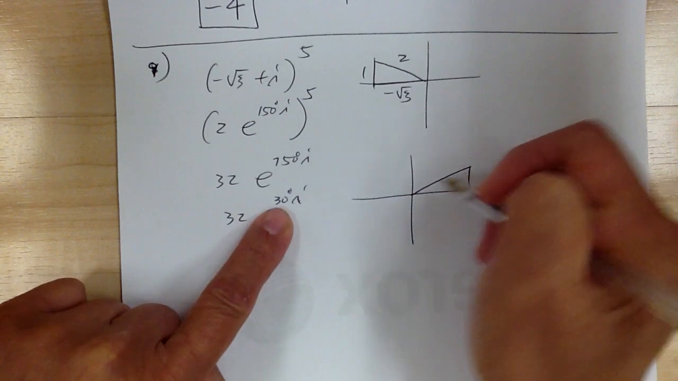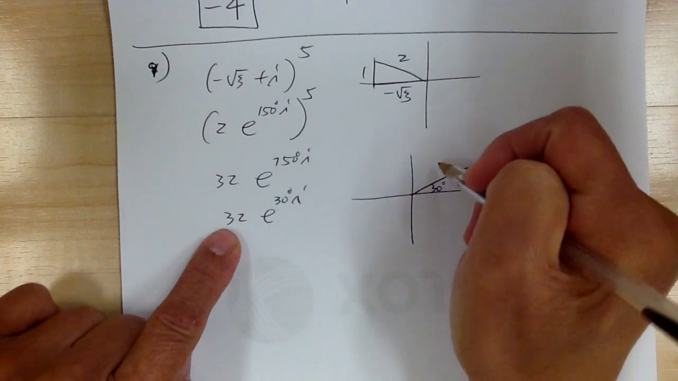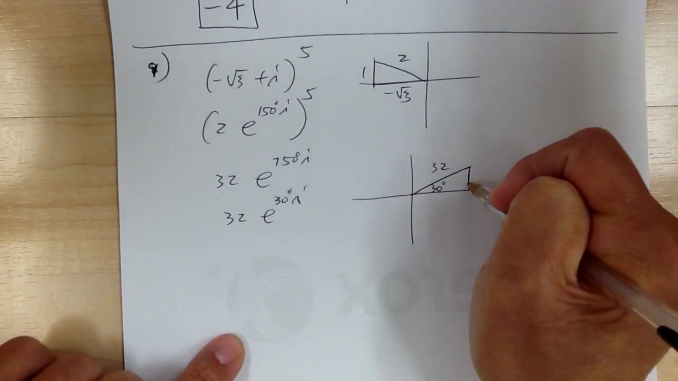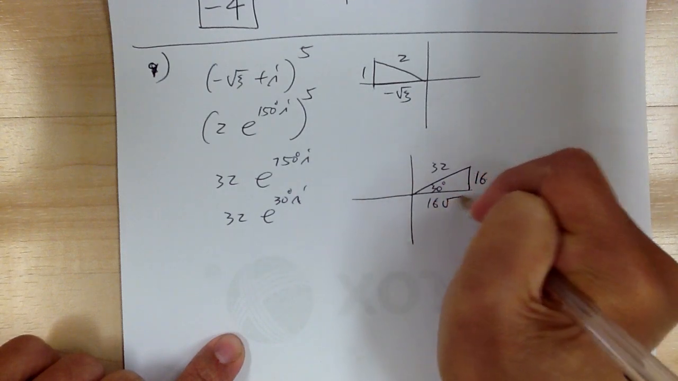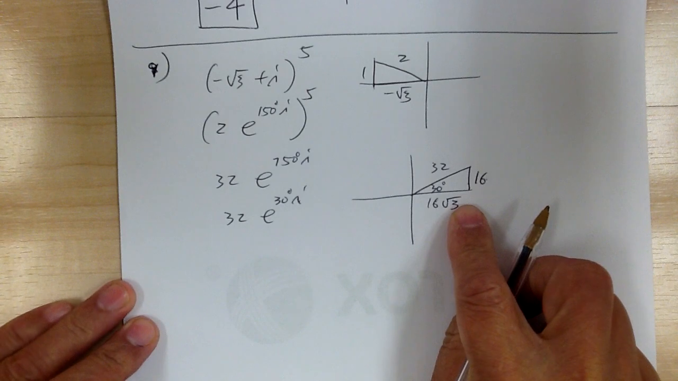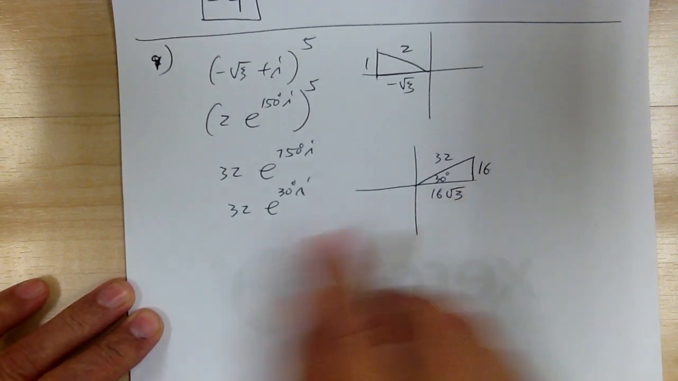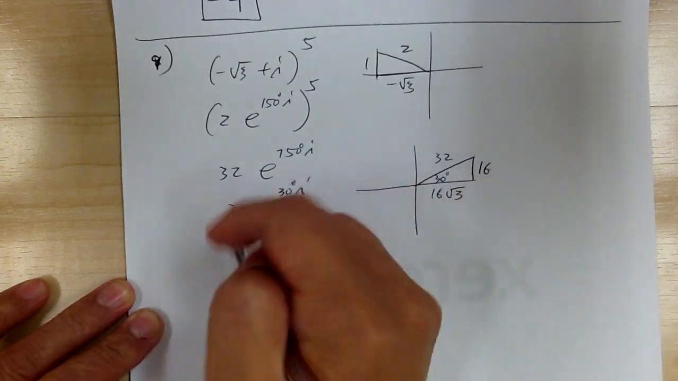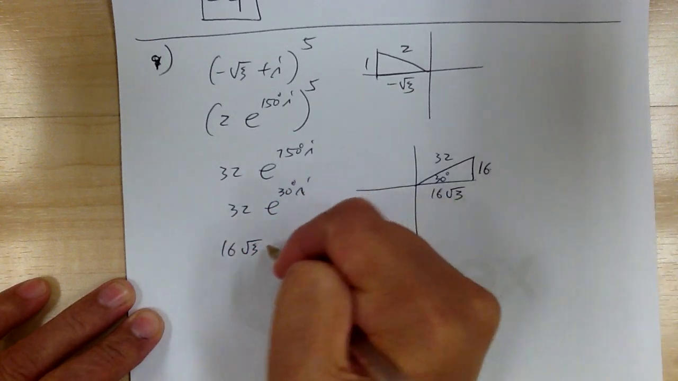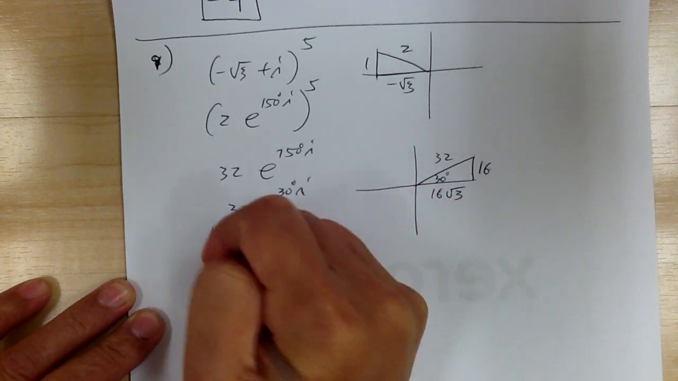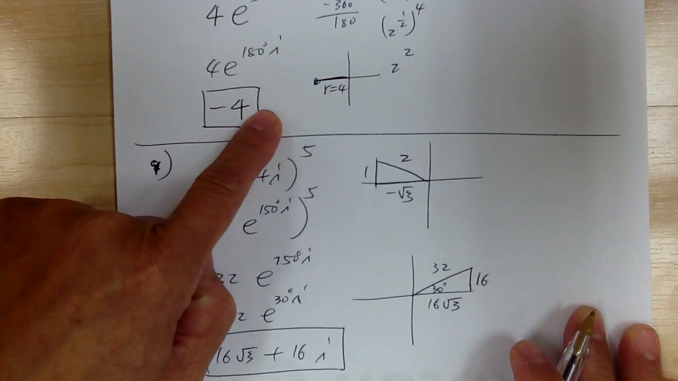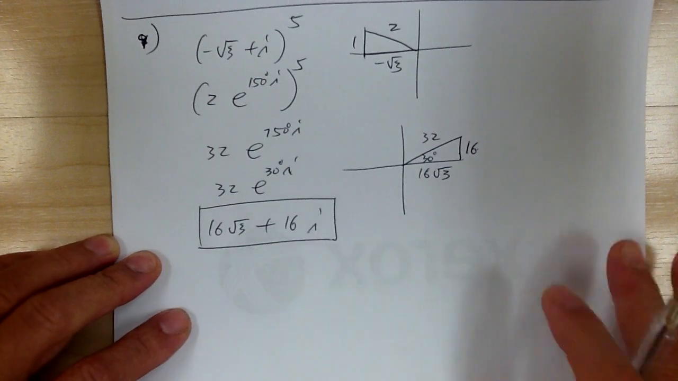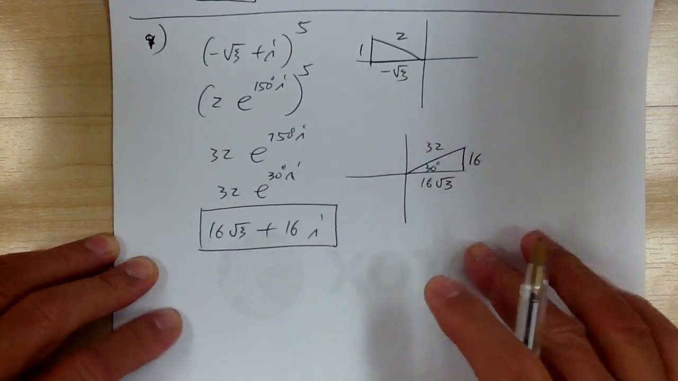So you get 30 degrees, and the hypotenuse is 32. This side would be half, so it would be 16, and this would be square root 3 times that, so it would be 16 square root 3. Again, that's your 30-60 special triangle. So in this case, the rectangular form would be 16 square root of 3 plus 16i. The other one up here is 0i, so that's why you don't write anything on the i.